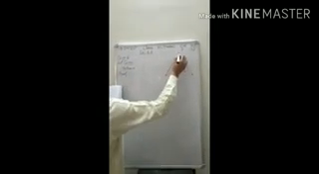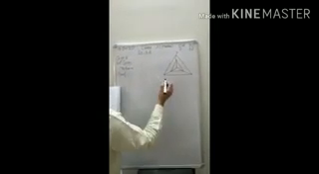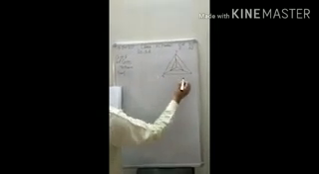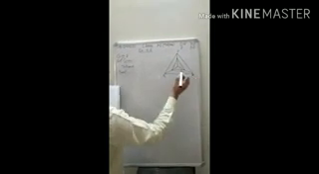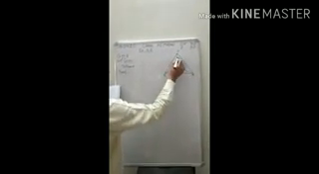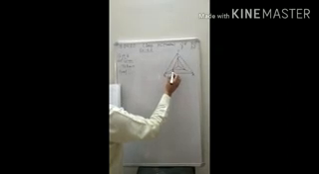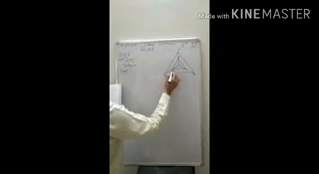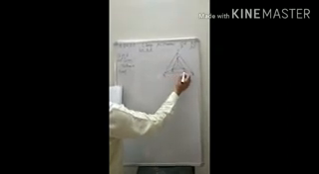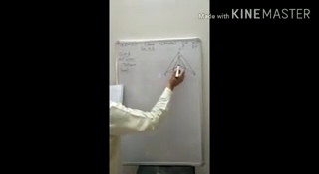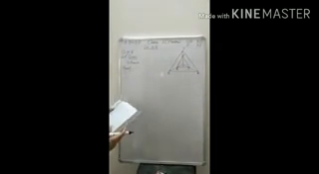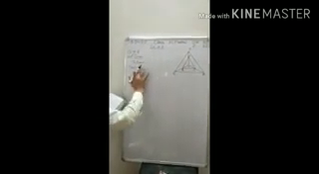Now the name of the figure: this is point P, Q, R. This point is A, this point is B, this point is C, and this is any point O. This is the figure you have been given.